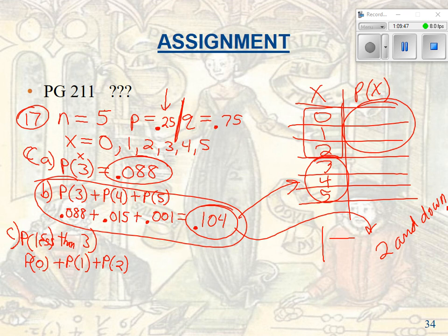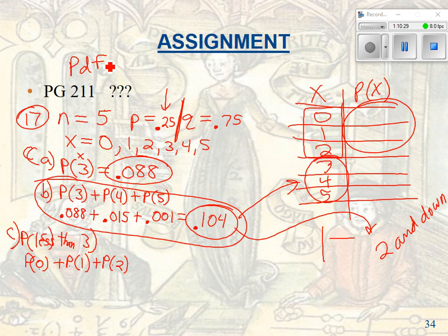If I go to CDF, I hit enter. I put in my N, which this time is 5. My probability is 0.25. Don't forget your commas. Then we put in the last number we want to include, which this time is 2. And it gives us 0.896. We said 0.897, but that's pretty close.